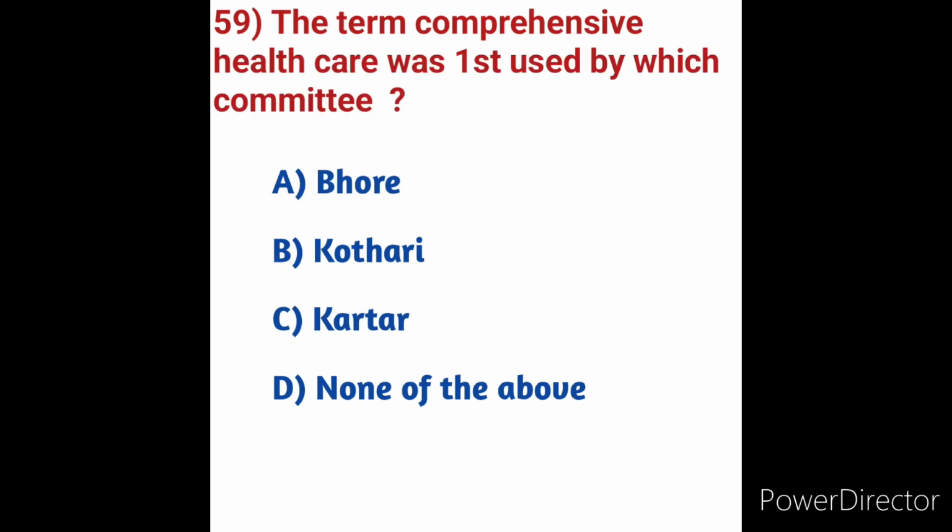The term comprehensive health care was first used by which committee from the following options? We will see the options one by one. Option A, Bhore Committee. Option B, Kartari Committee. Option C, Kartar Committee. Option D, none of the above.